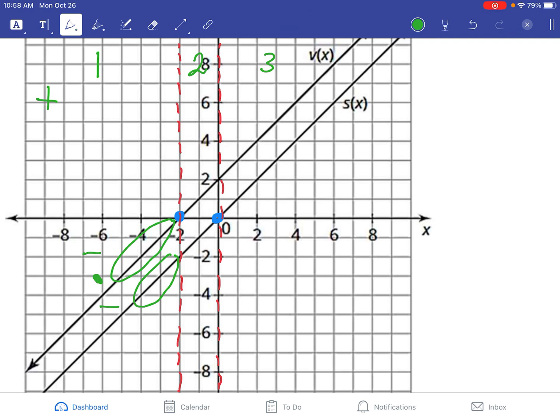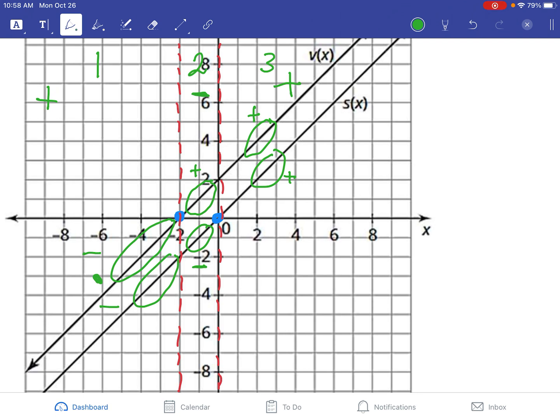Next, in the second region, we have this graph here, which is positive, and this graph here, which is negative. And a positive times a negative is a negative. And then finally, in the third region of our graph to the far right, we have a positive and a positive graph. Okay, because both graphs are above the x-axis, which means they're positive y values. And a positive times a positive is a positive.